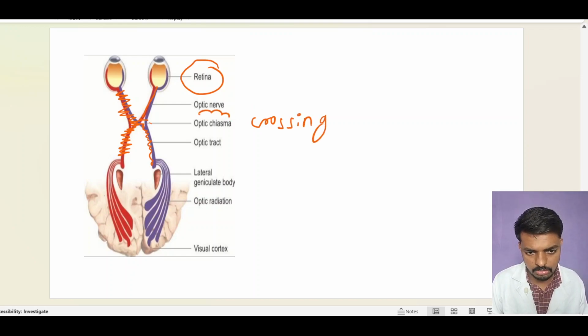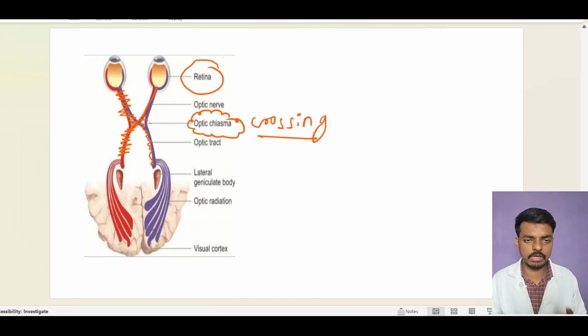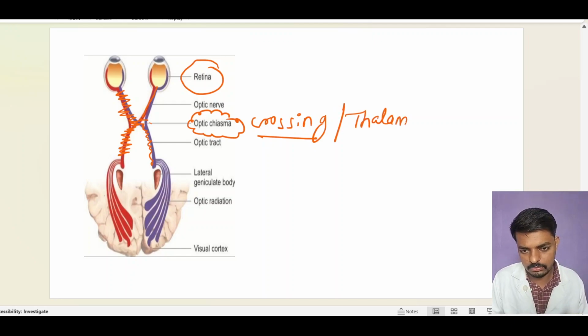That point we call the optic chiasma, very important. What is the optic chiasma? The optic chiasma is the point where the right optic nerve and the left optic nerve cross, in the thalamus region. And here comes our optic tract, and very importantly, this is our lateral geniculate body.